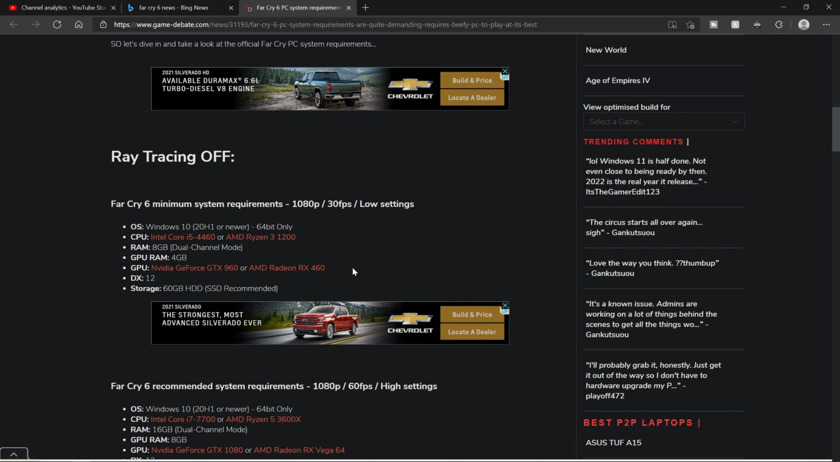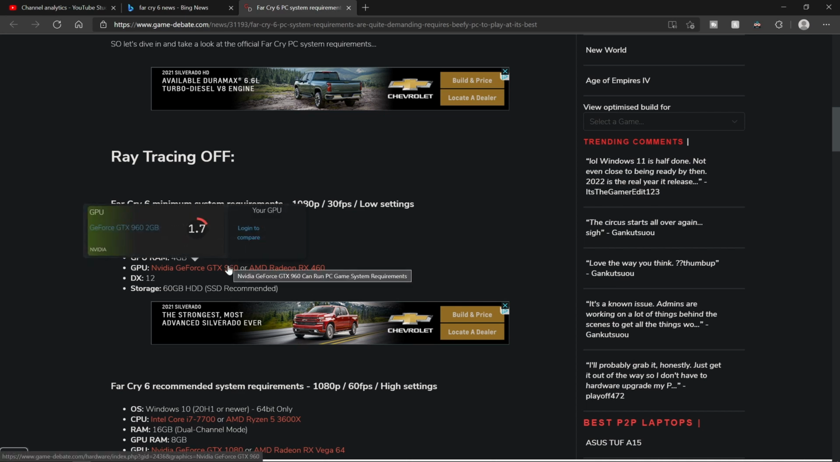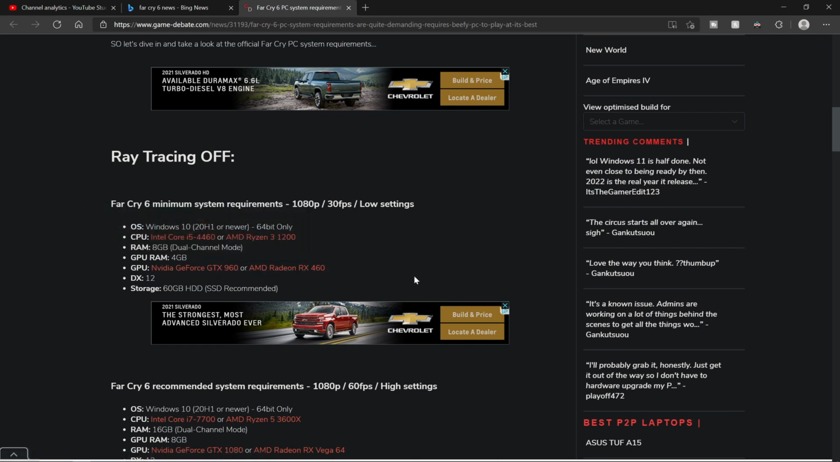So then for GPUs, we have the GTX 960 and the RX 460. These both have 4 gigabytes of VRAM. Although the GTX 960 did come in a 2 gigabyte version, you do want the 4 gigabyte version, because that's what they recommend.